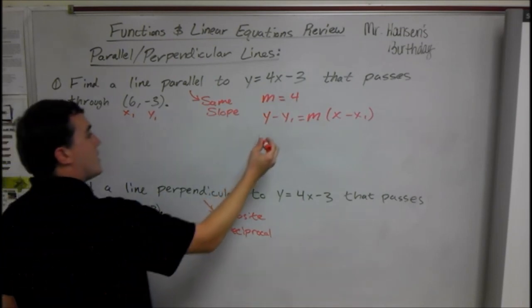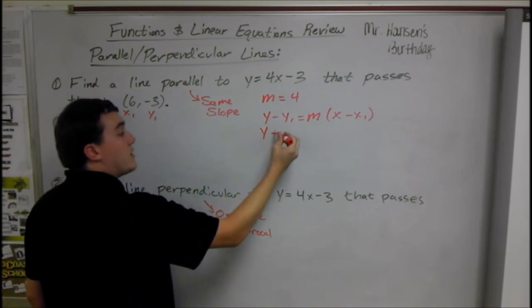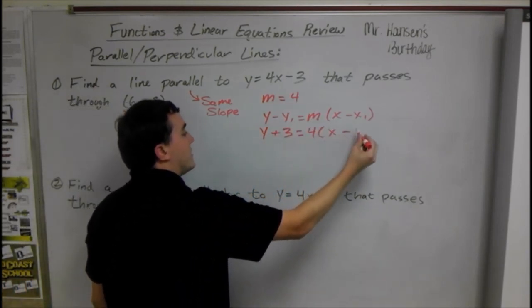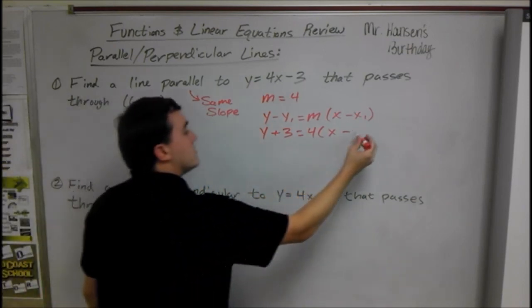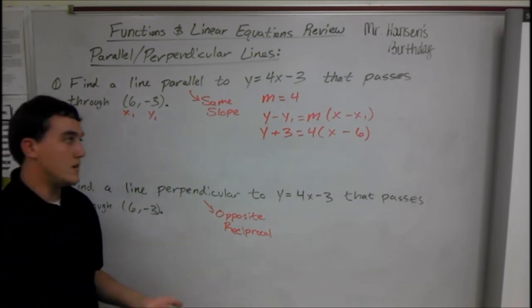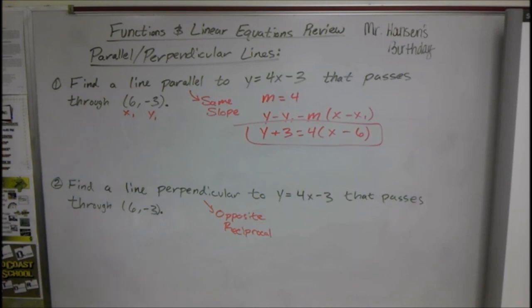So plug in our numbers, y minus negative 3. So if we're minusing the negative, it's going to be positive 3. Equals 4, x minus 6. I'm going to stop there, but you could keep going on to slope-intercept form if you want to. Or if you have to.